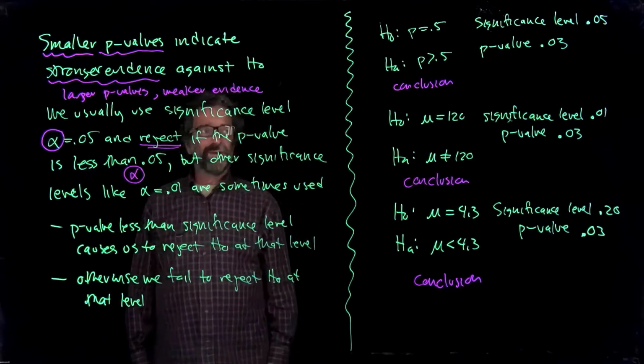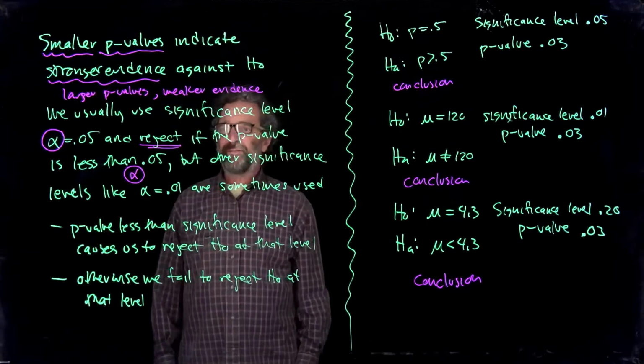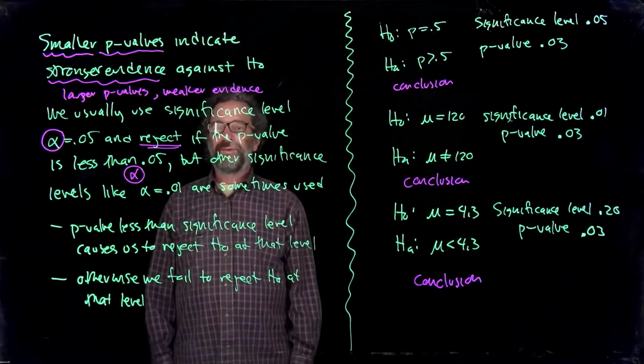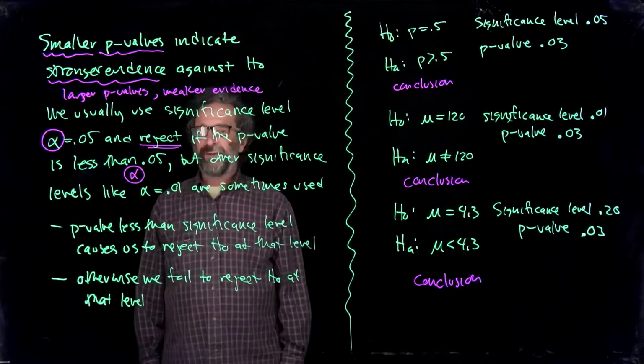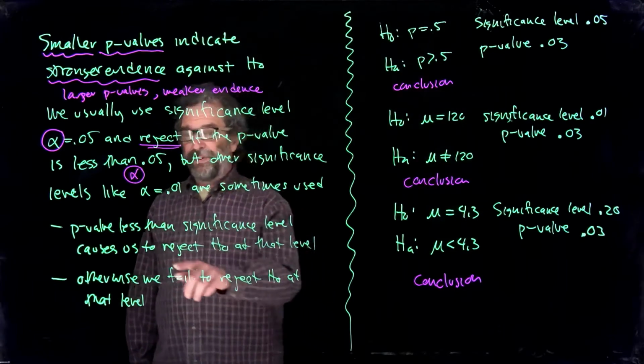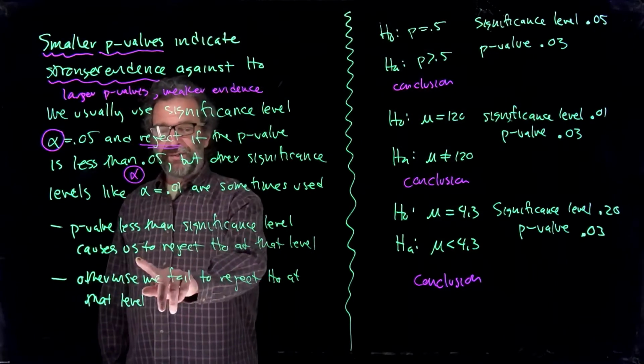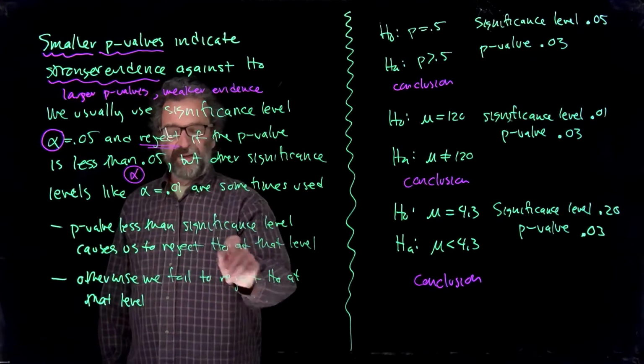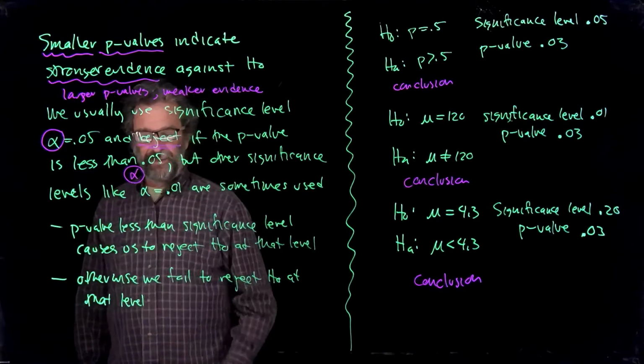Now what you could do is, instead of declaring a significance level up front, you just go ahead and compute the p-value and see how tiny it is. So that's another approach. A p-value less than the significance level causes us to reject the null hypothesis at that level. Otherwise, we fail to reject the null hypothesis at that level.